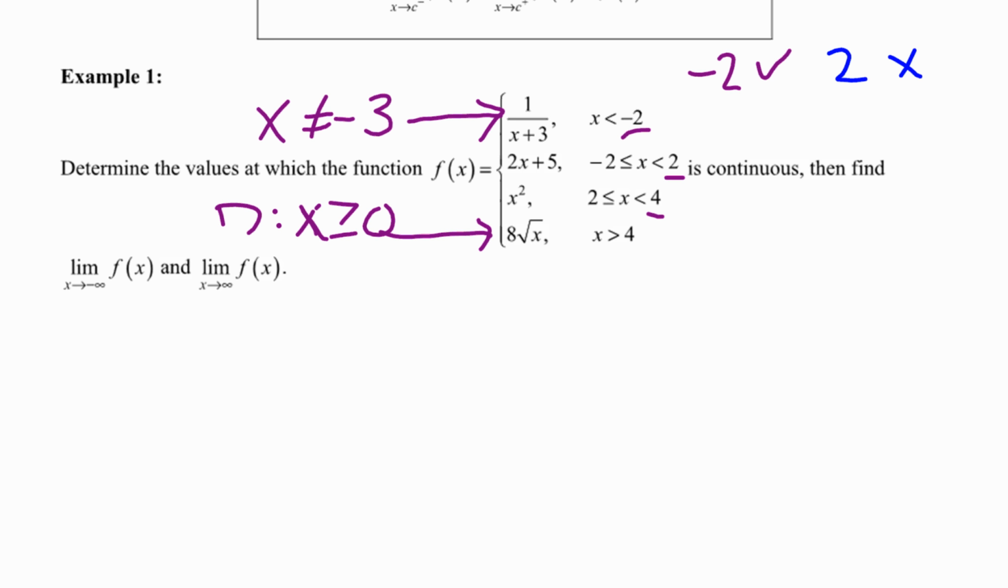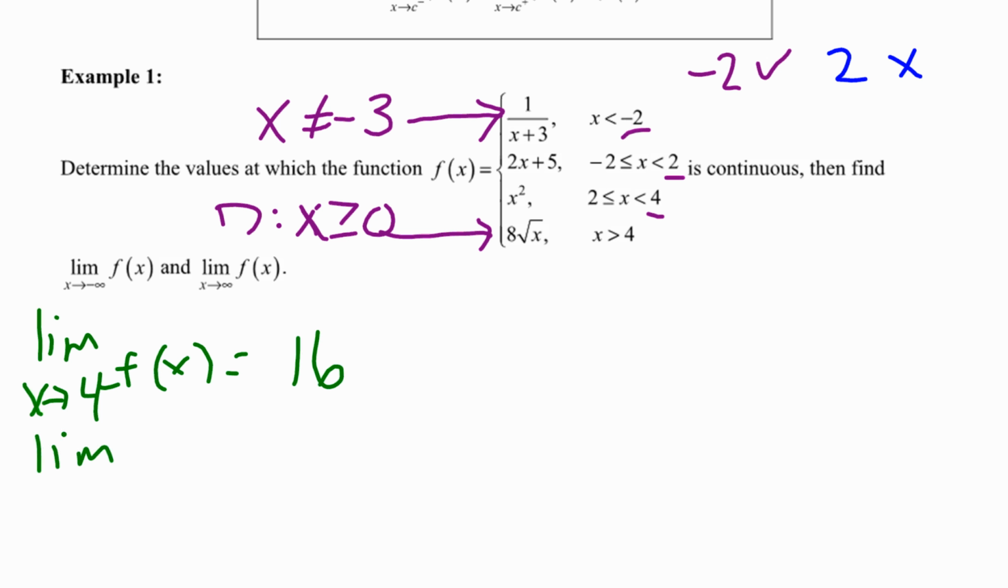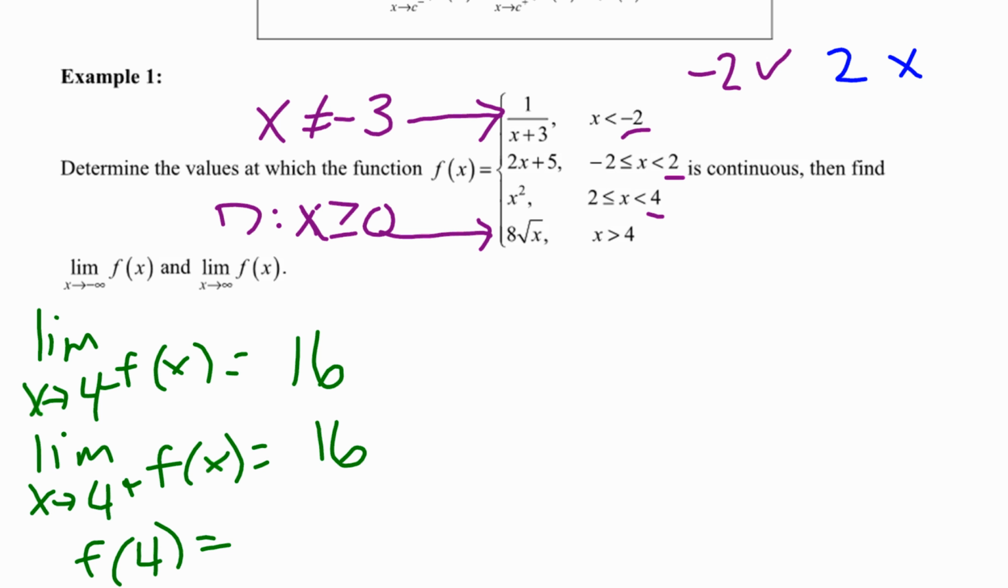Next color. Green. Let's try 4. Limit as x approaches 4 of f of x from the left side gives us 16. Limit as x approaches 4 from the right side is 16. And f of 4 is undefined because there's nowhere where it equals 4. So at 4, it's also discontinuous there.